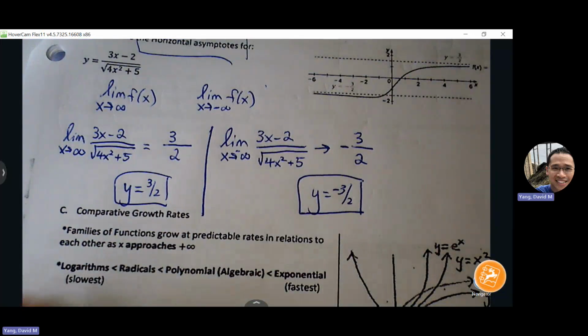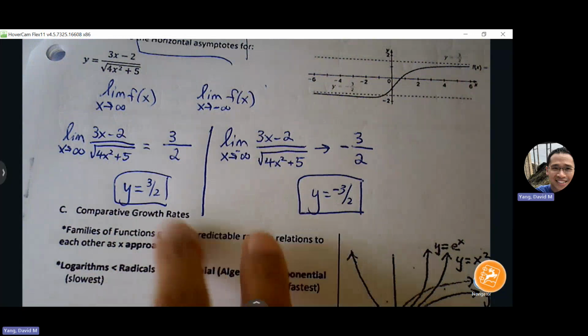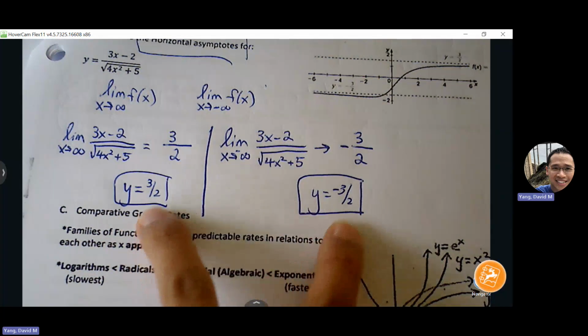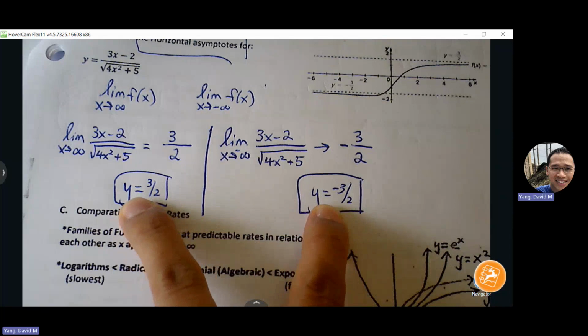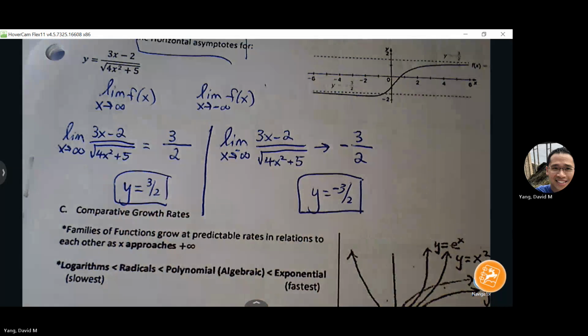But the big picture here is that your split asymptote will have the same ratio. It's just the signs will be different. That's all. Any questions there? So this is a special case when we have to worry about two different asymptotes. It's a kind of a strange shaped graph here.